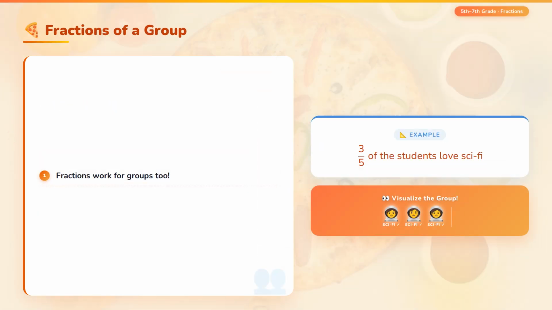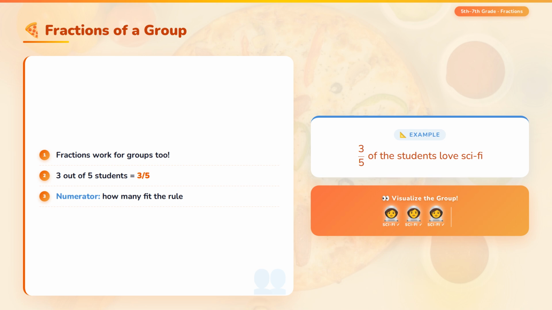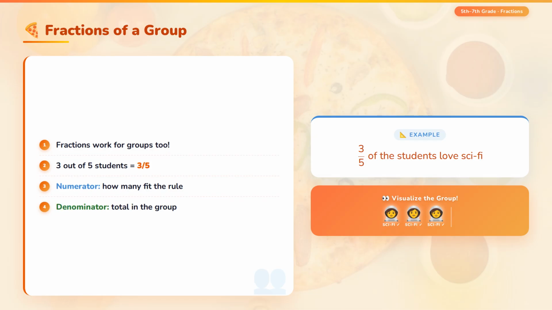Here's where it gets really interesting. Fractions don't just describe parts of a single shape. They can describe parts of a group. Imagine there are 5 students in a reading club and 3 of them love sci-fi. What fraction loves sci-fi? 3/5. The denominator is the total number of students, 5. The numerator is how many fit our description, 3. So fractions are super flexible. They work for pizzas, pie charts, sports rosters, candy bags, anything you can split into equal groups.